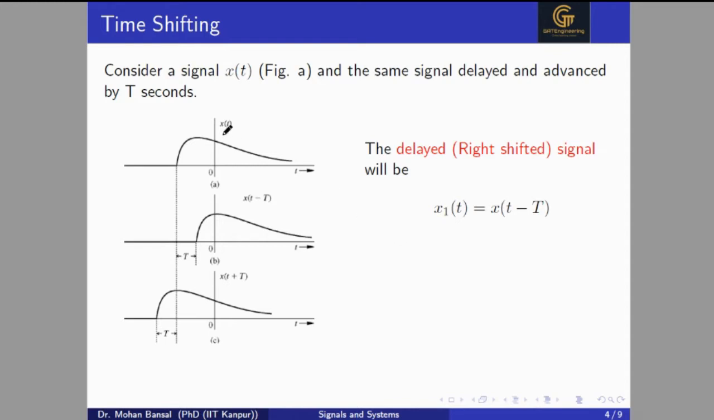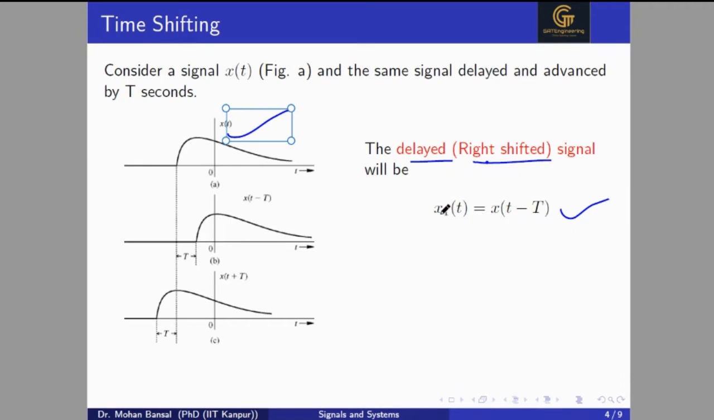So here we have a signal x(t). We want to shift the signal by an amount T to the left side or right side. First we'll talk about the delayed, that is the right shifted signal. The representation of the right shifted signal is x(t - T). So in this property, the x1(t) signal will be x(t - T). This is the shifted version of the signal x(t) by the amount T towards the right side. This is called a delayed signal.